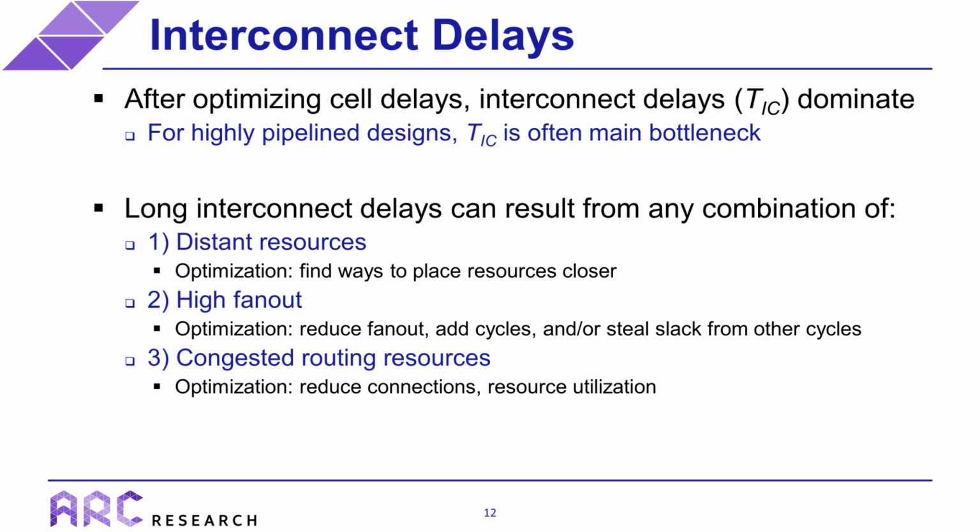Finally, the third common cause of lengthy interconnect delays is congested routing resources. To optimize routing congestion, you generally need to reduce routing requirements by reducing the number of connected resources, which generally means you need to reduce resource utilization.